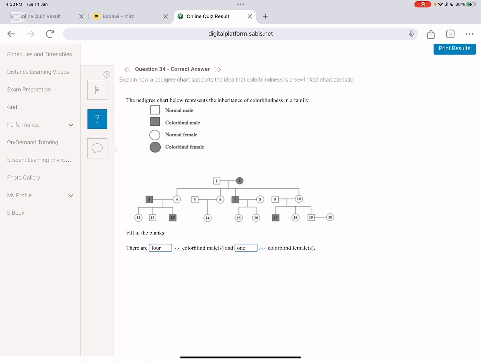Here, as I told you guys, always be able to read the key. It's very straightforward. They're asking us how many colorblind males there are. I check the key: a colored square is a colorblind male. I count how many colored squares: 3, 13, 7, and 17. So that's 4. And colorblind female is a colored circle, only individual 2, so 1.